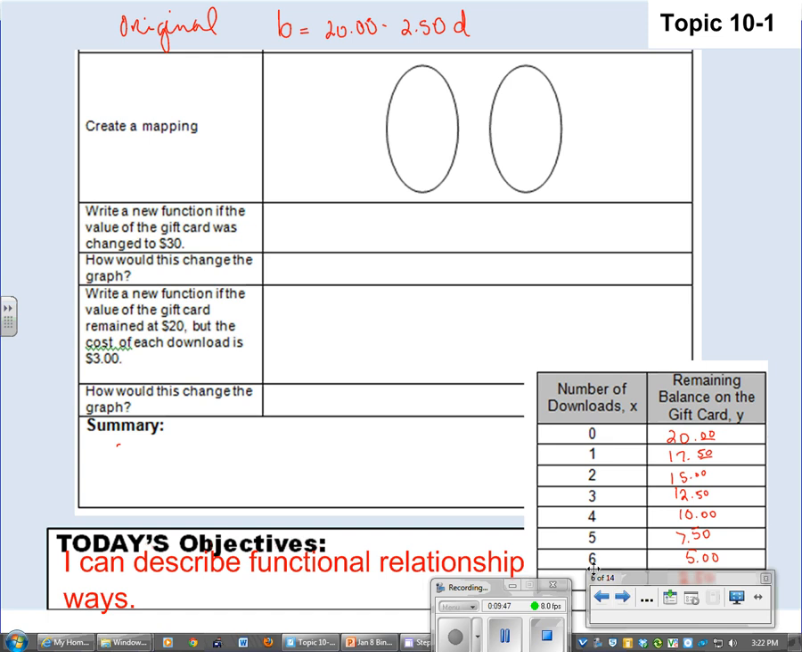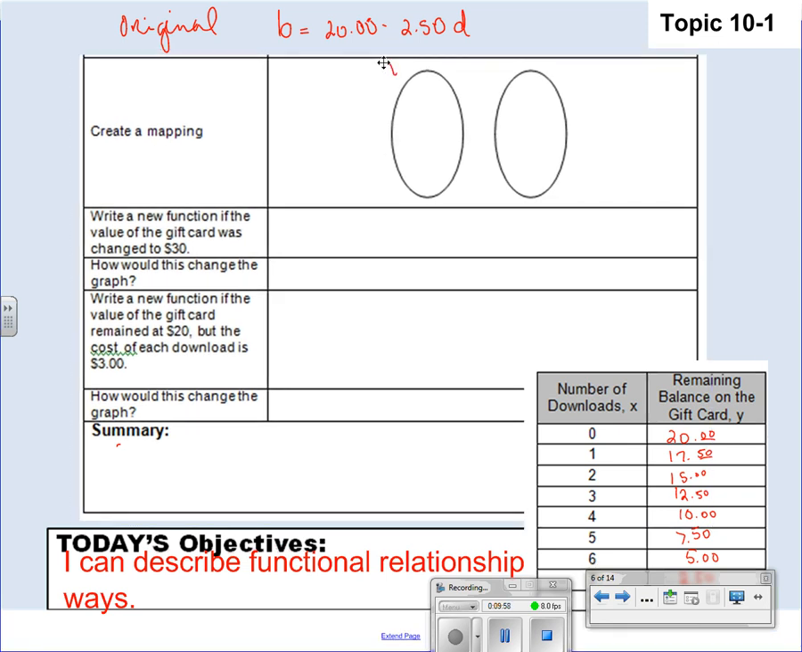Next, we want to create a map. Our map we can determine based upon the table that it's given. So in our first oval, we have our X values. In the second oval, we have our Y values, or the remaining balance. So our X values start off at 0, 1, 2, 3, 4, 5, 6, 7, 8. And then our Y values, when we have 0 downloads, we have a total of $20 remaining on the card.